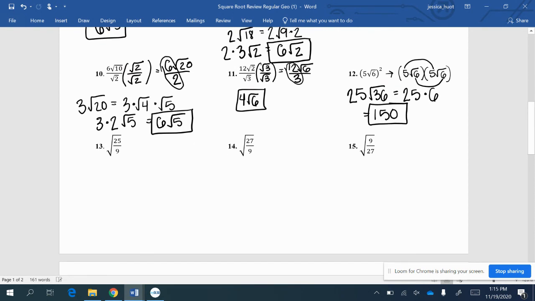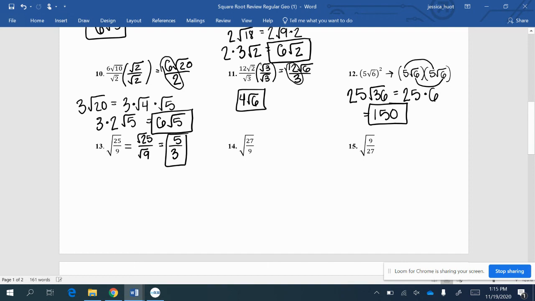When we start working with radicals and fractions, you can either simplify the inside of your fraction first or break up your radicals. So I'm going to show you all different ways how to do that here. So here, 25 is not divisible by 9. I would get a decimal, so I'm going to break it up and say the square root of 25 all over the square root of 9. Square root of 25 is 5. Square root of 9 is 3. Done.